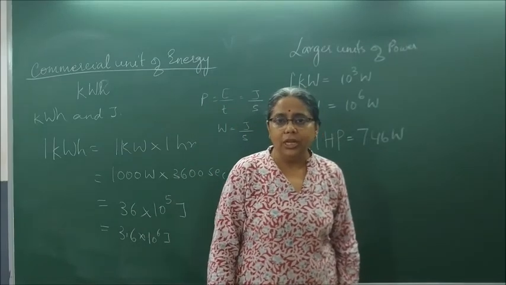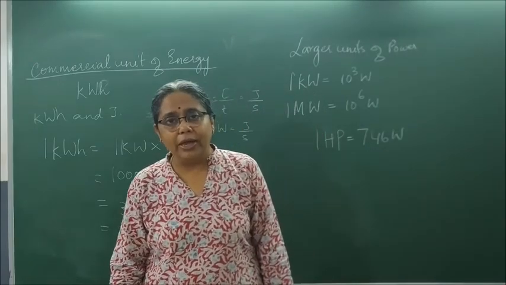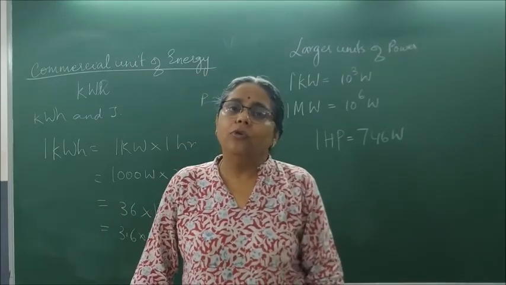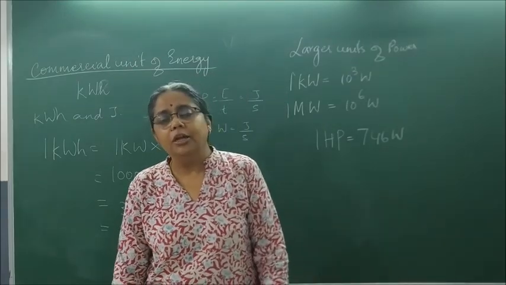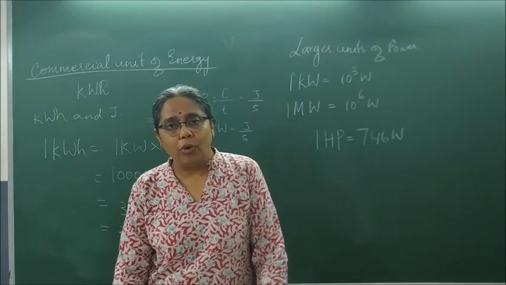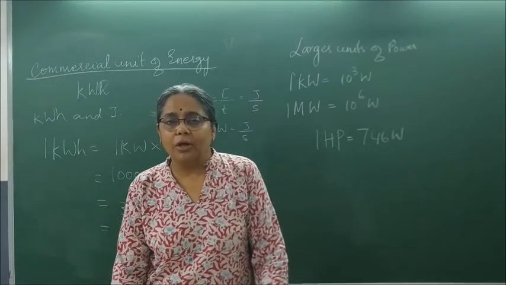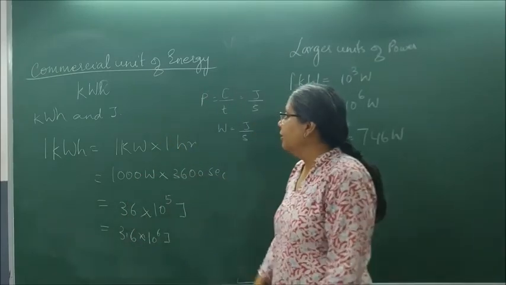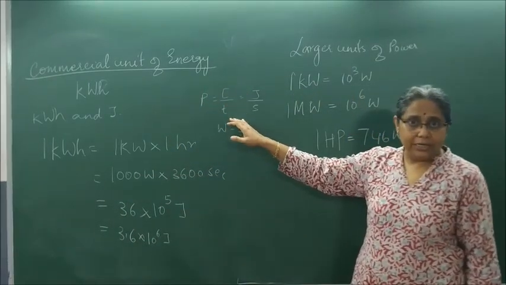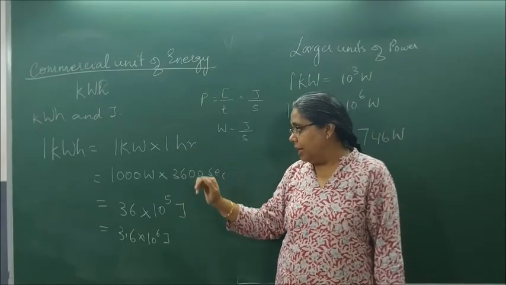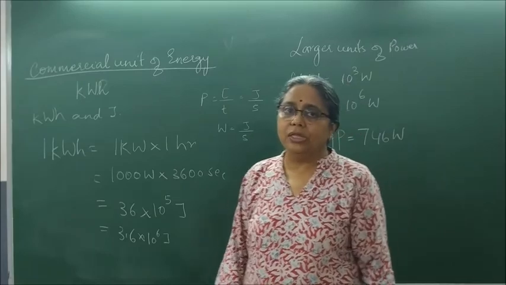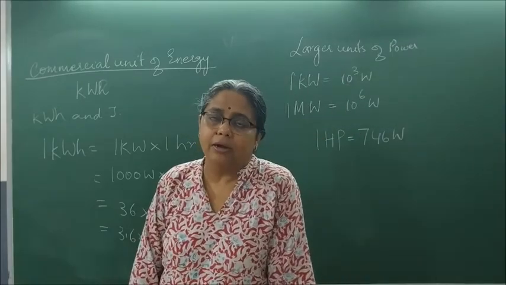Power is heat energy per unit time or electrical energy per unit time. It is measured in watts. 1 watt is defined as when 1 ampere of current flows through a cross section of a conductor having a potential difference of 1 volt, it establishes a power of 1 watt. We have 4 formulas of power: P is equal to E by T, P is equal to VI, P is equal to I square R, and P is equal to V square by R.